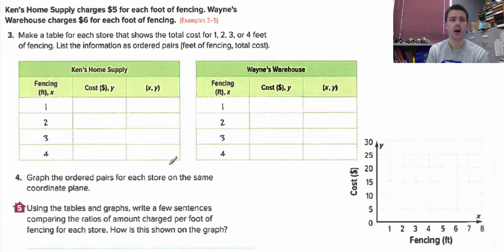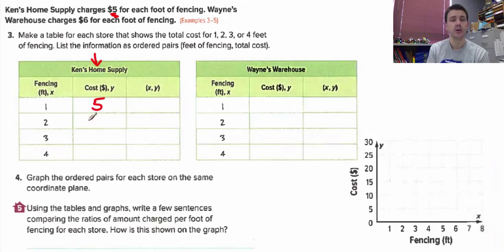All right, so drop down to problem 3, 4, and 5. This one's similar to our warm-up one. So if you think you know how to handle this one, feel free to do it on your own. If not, let's tackle this one together. It said, Ken's Home Supply charges $5 for each foot of fencing. So we're going to come down here in our table. So it's $5 for each foot. So 1 foot is $5 for the fencing.